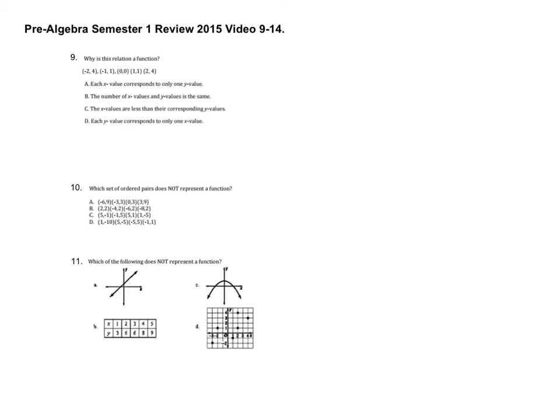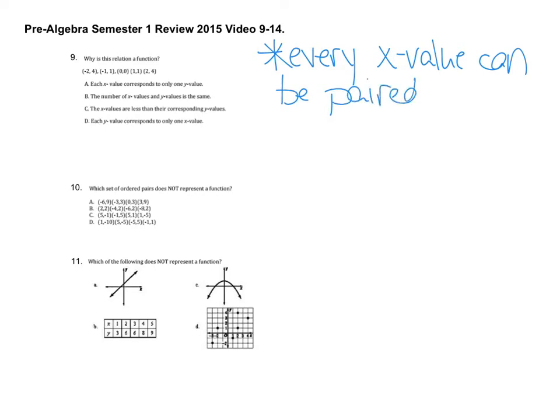Number 9 says, why is this relation a function? They give us a set of ordered pairs. And remember, there's one rule for a function. The one rule for a function is every x value can be paired with only one y value.